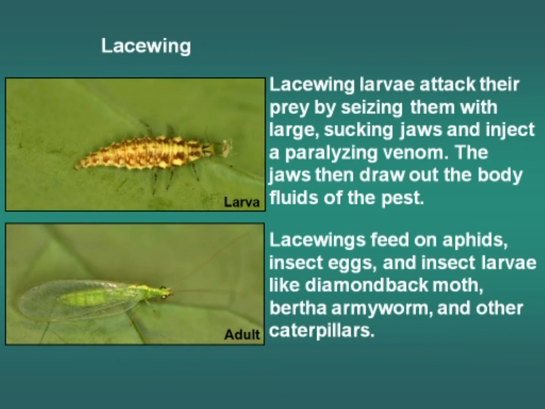Lacewing larvae are also important predators in canola crops. They attack their prey by seizing them with their large sucking jaws. They inject a paralyzing venom into their host insects and then draw the material out of the body of their hosts. They feed on aphids in the crop, they feed on insect eggs and insect larvae, like diamondback moth and like small Bertha armyworm larvae.